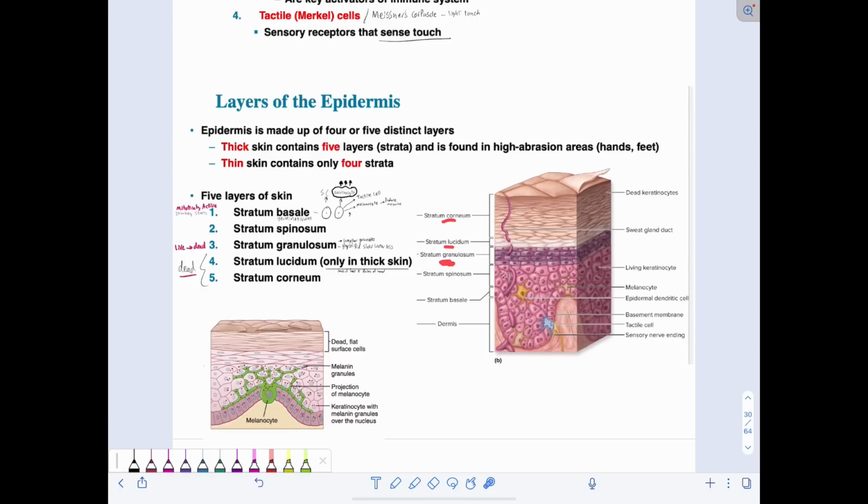And here you have cells that are turning to be dead, because remember, the cells are getting pushed this way. And after the stratum granulosum, you go into the stratum spinosum. There's the spiny layer, right? And then after that is the stratum basale. So stratum basale down here is where it all starts.